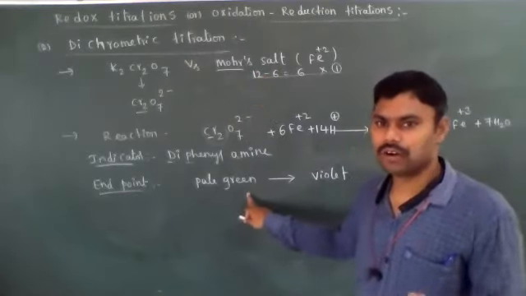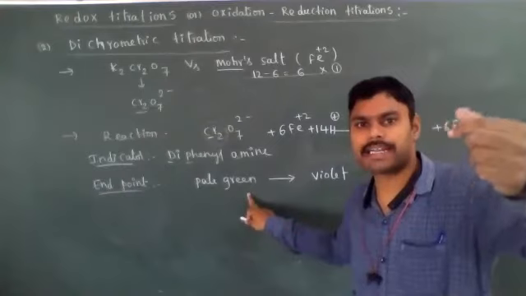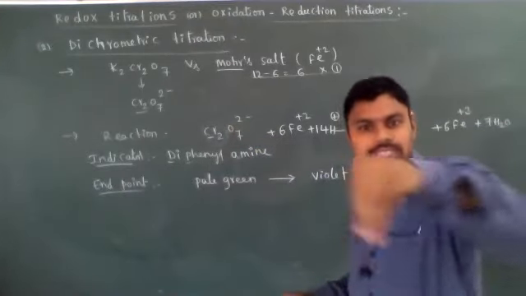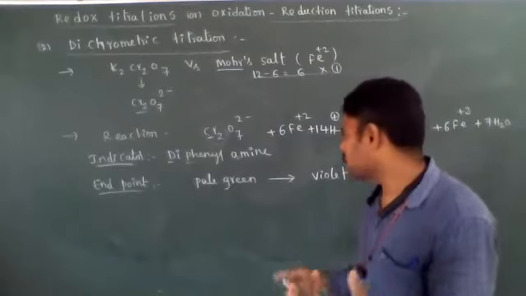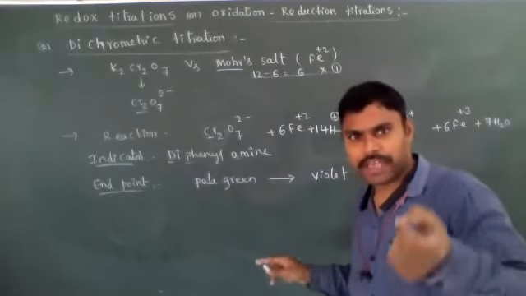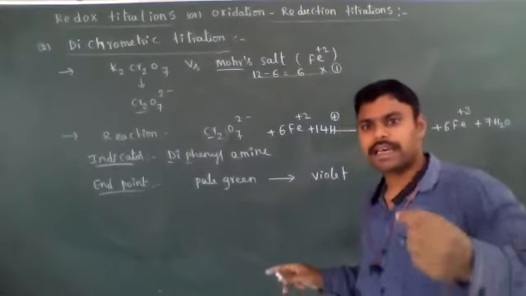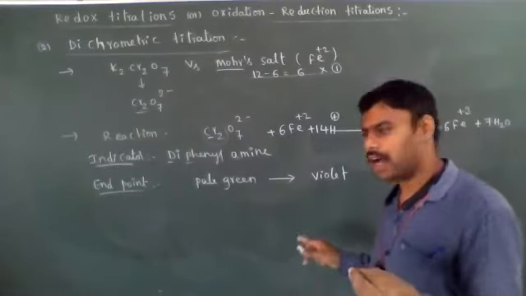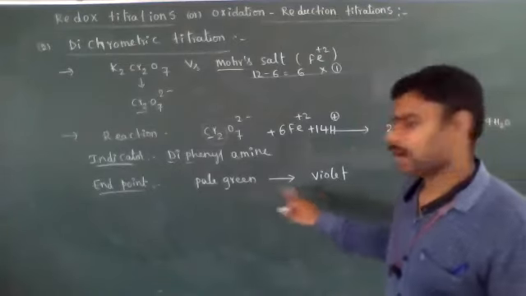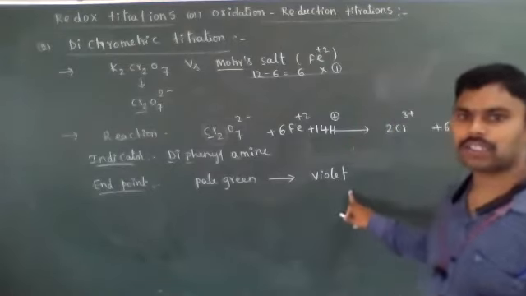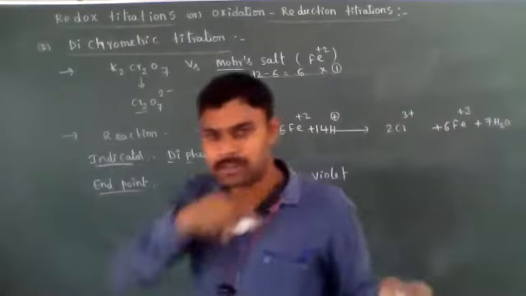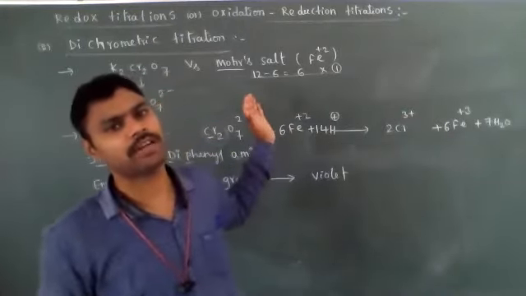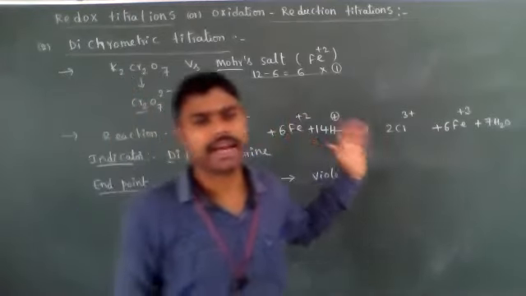green. So by the addition of K2Cr2O7 dropwise, slowly, with continuous shaking of the conical flask, suddenly the pale green color turns into violet color. Then immediately we have to stop the burette nozzle. Then we have to note how much volume of K2Cr2O7 we added.